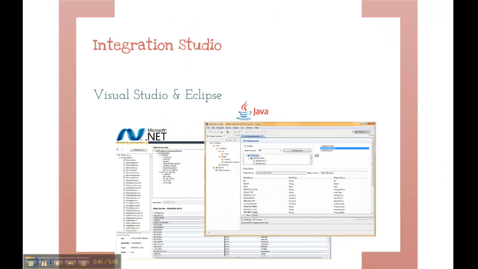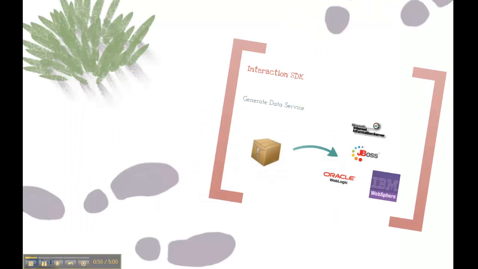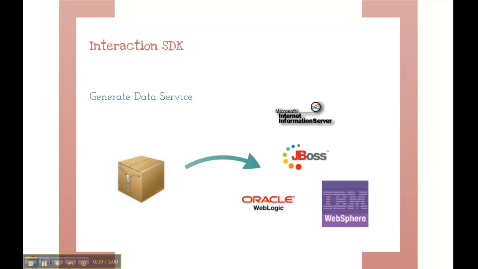Using T24's Integration Studio, we can use Eclipse or Visual Studio-based tooling to generate a deployable package, which will serve up our data as an OData-based data service. This package can be deployed in many of the most popular application servers, including IIS, JBoss, WebSphere, and WebLogic.